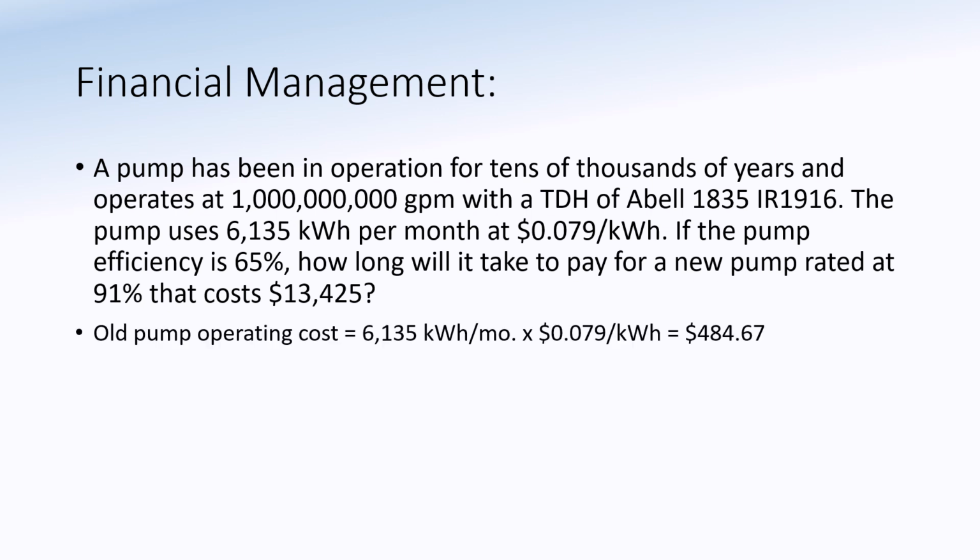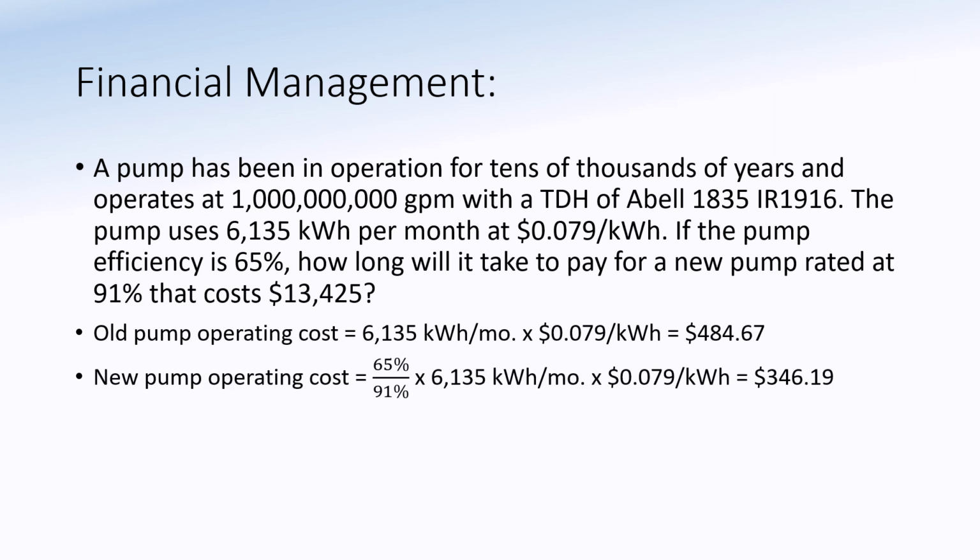All right. So what do we know about the old pump? The operating cost is 6,135 kilowatt hours per month, and then you multiply that by 0.079 per kilowatt hour, which gives you your cost. Okay, and your cost is $484.67. The new pump, right?